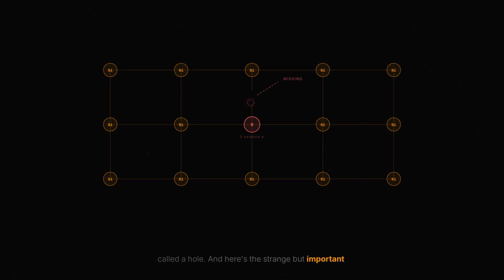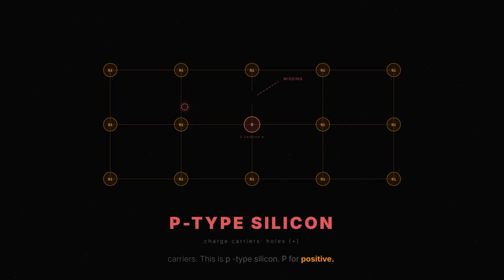And here's the strange but important thing about holes. They behave like moving particles. When an electron from a neighboring bond slides into the hole, the hole moves to where that electron was. Then another electron fills it from the next bond over. The hole keeps moving in the opposite direction to the electrons. If electrons carry negative charge, holes behave like positive charge carriers. This is P-type silicon, P for positive.